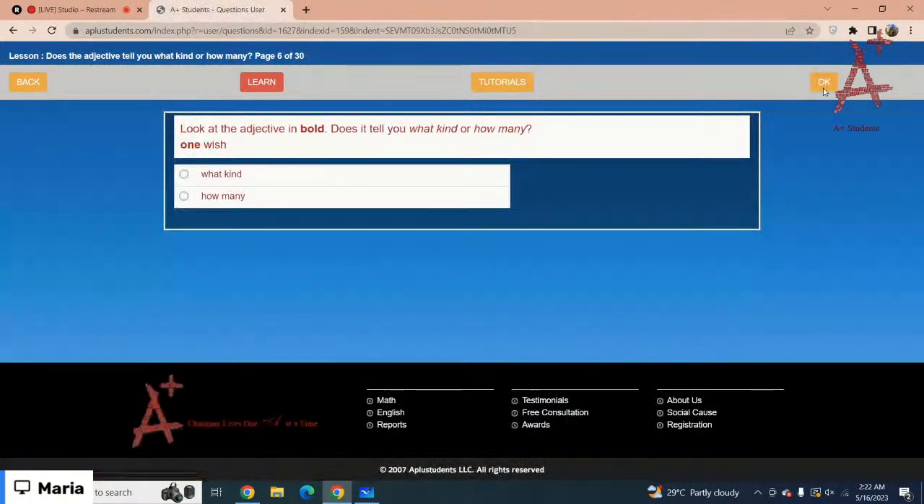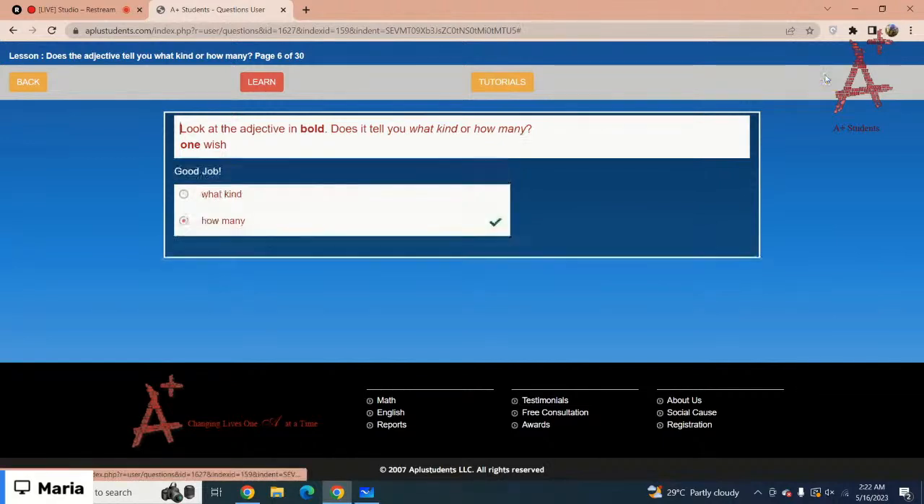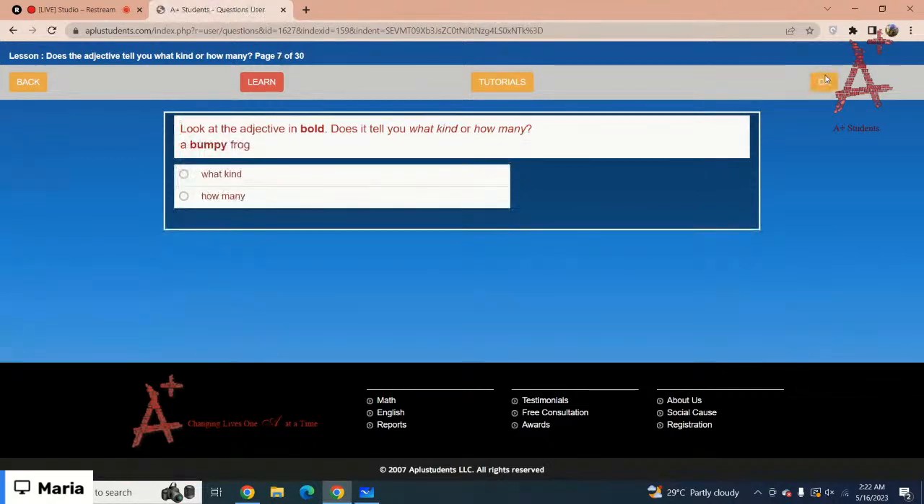Okay, the next one is look at the adjective in bold. One wish. So which is the correct option? One is the how many. Got it? Numbers are how many. Okay, the next one is a bumpy frog. So which is the correct option? What kind or how many? It would be kind. What kind? Got it?